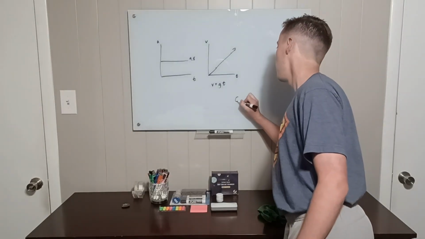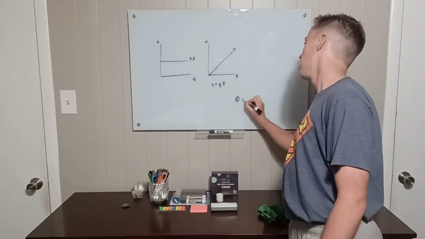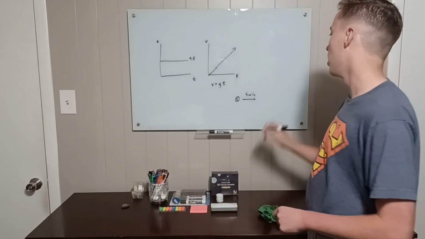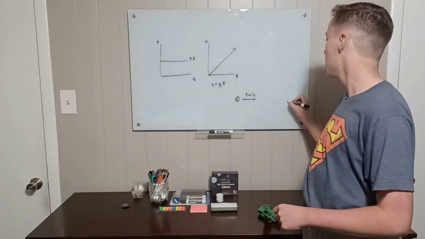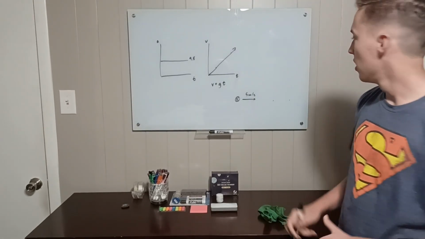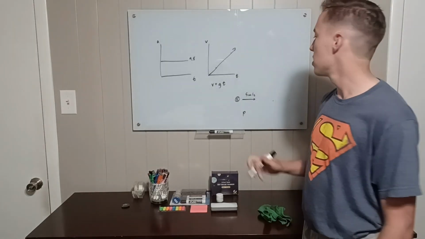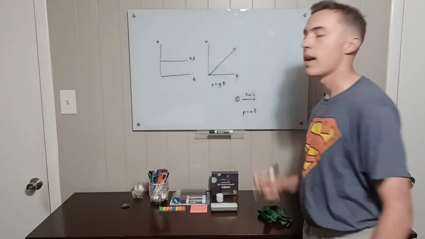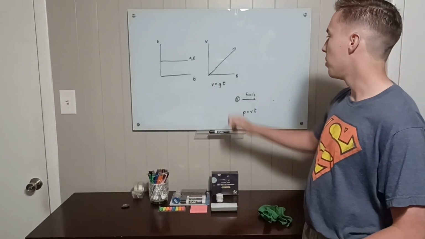Let's say we have a baseball that is rolling to the right at 5 meters per second. And so after 1 second, it will have gone 5 meters. After 2 seconds, it will have gone 10 meters, 15 meters, and so on. And so that tells us that the position of this baseball is represented by velocity times time.